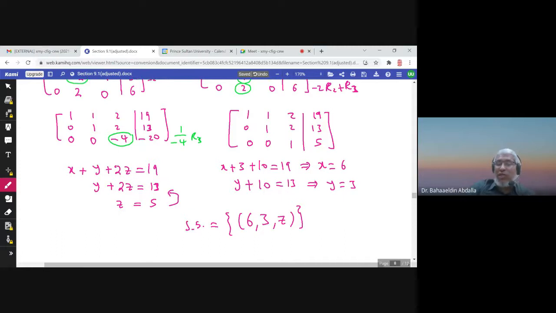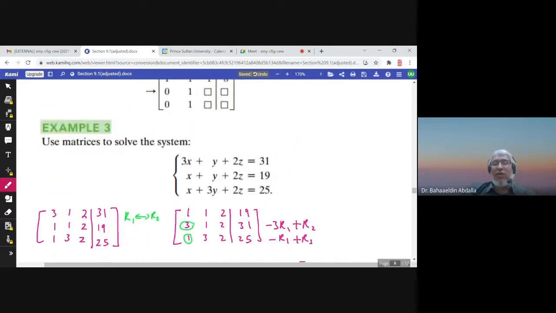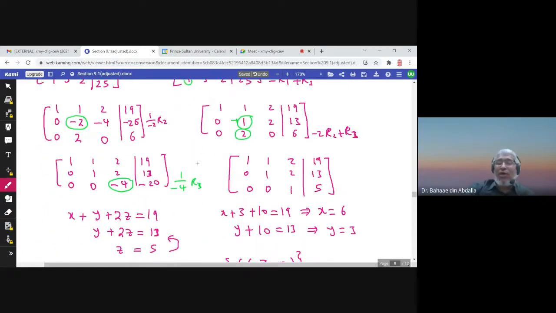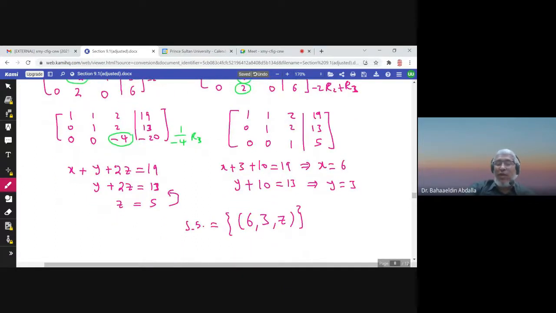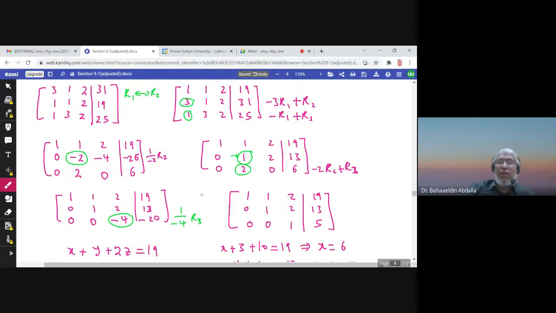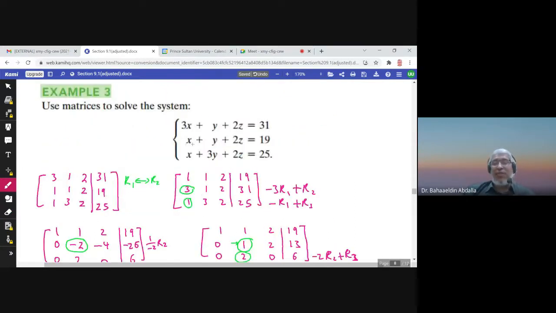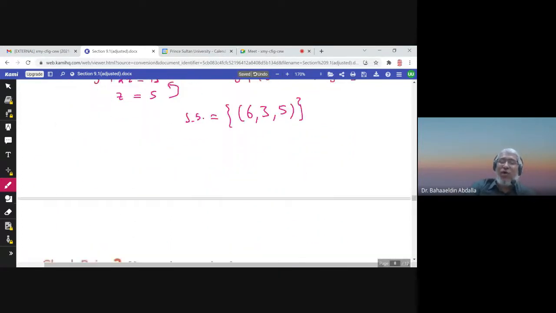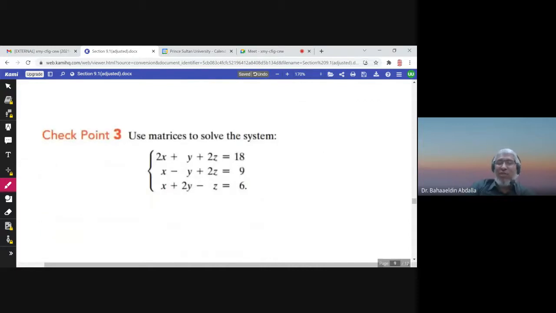You can check your answer by substituting here x is 6, y is 3. What did I write? Yeah, z is 5. So 6, 3, and 5. For example, 6 plus 3, 9, plus 10, 19. You will find that these three values for x, y, z satisfy all the three equations, and that's why they are the solution of the system.